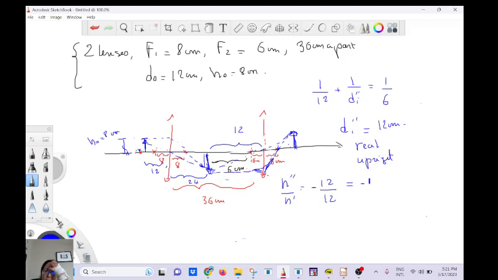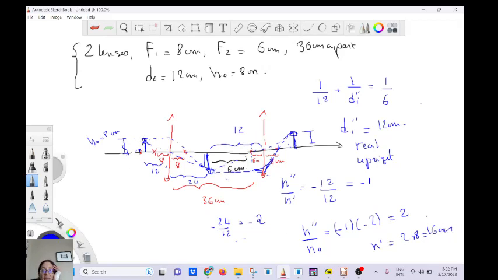Now we want to find the size of this one relative to that one. It's going to depend on how far it is here. It's going to be 24 divided by 12 with a minus, so it's going to be minus 2. So the final size, h double prime relative to the first one, is going to be minus 1 times minus 2, which is 2. So the final size is going to be 2 times 8, which is 16 centimeters.